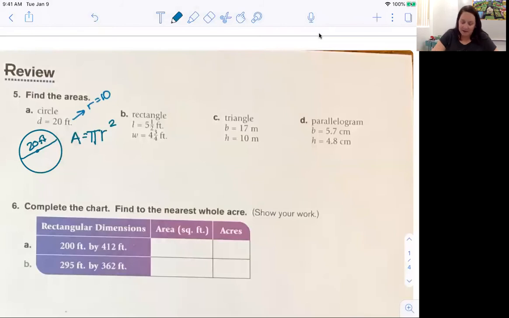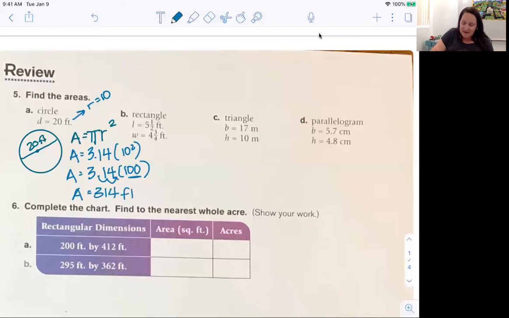And this one should be fairly easy. Area equals pi, which is 3.14 times 10 squared. What is 10 squared? 100. Area equals 3.14 times 100. And anytime you multiply by 100, you just move your decimal point to the right as many zeros as you have. So I have 2, 1, 2. Area equals 314 square feet because it is area.